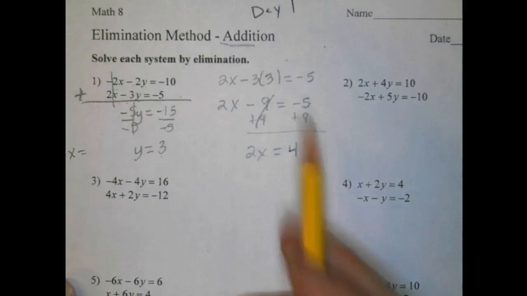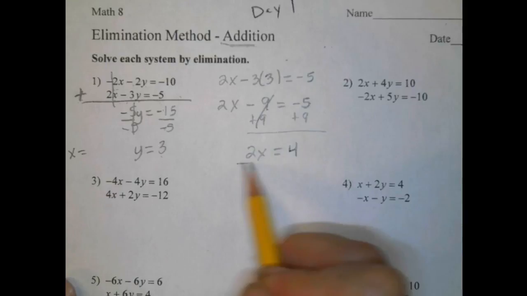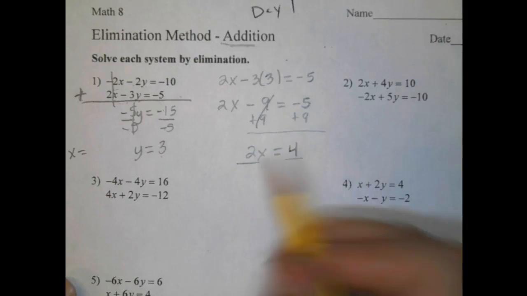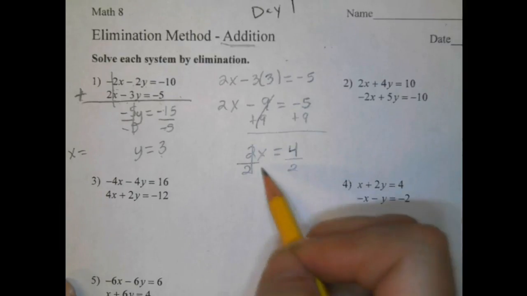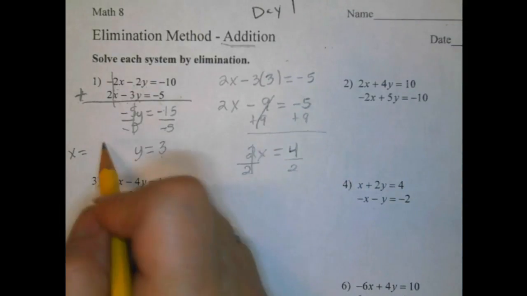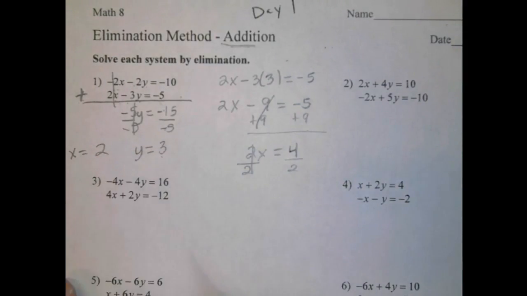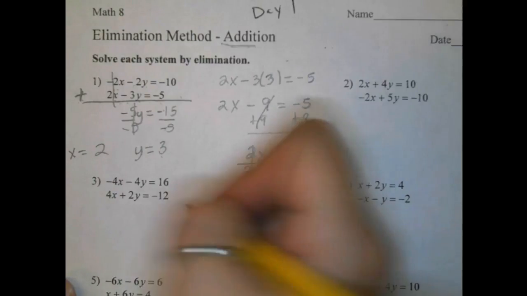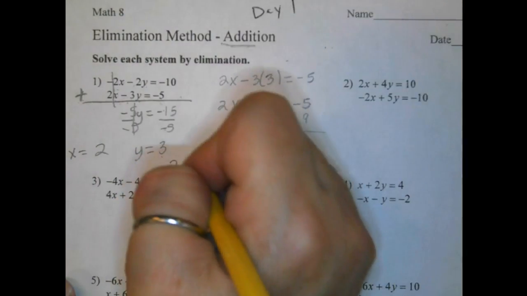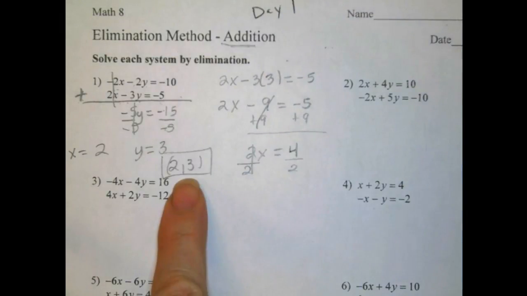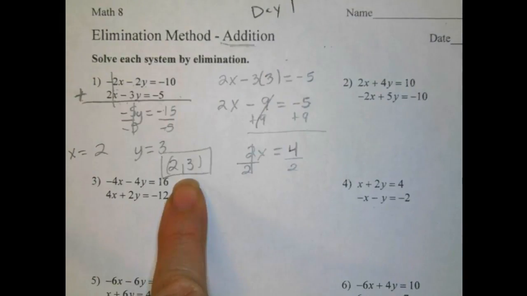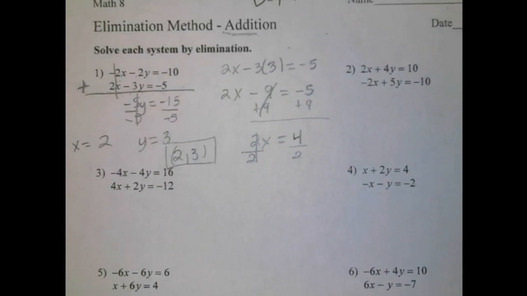Now my last step is to undo this operation. So the inverse of multiplication is division. What am I dividing by? Both sides by 2. What does x equal? That's my answer here. So my answer is going to be 2, 3. This is my answer in the form of an ordered pair. Okay, and that is step 3.